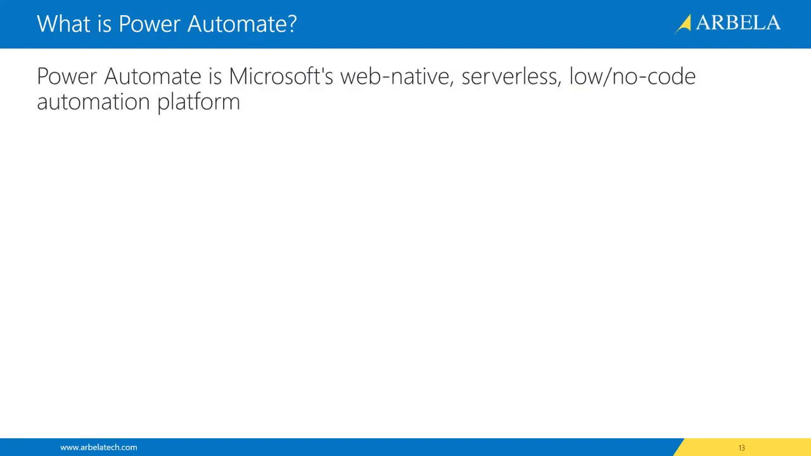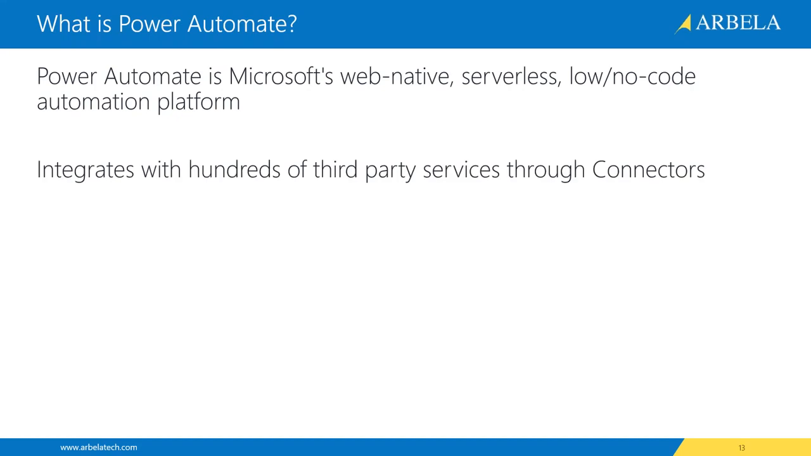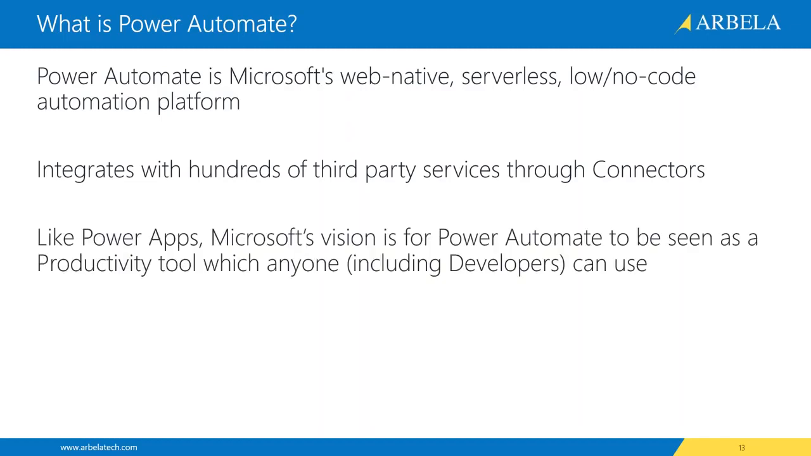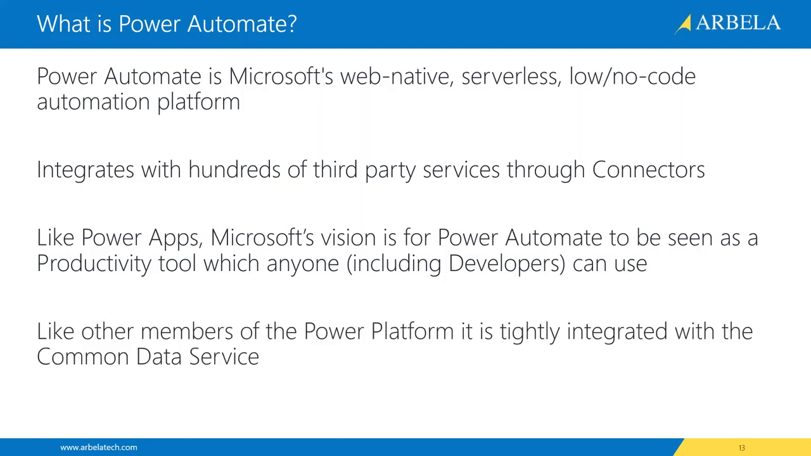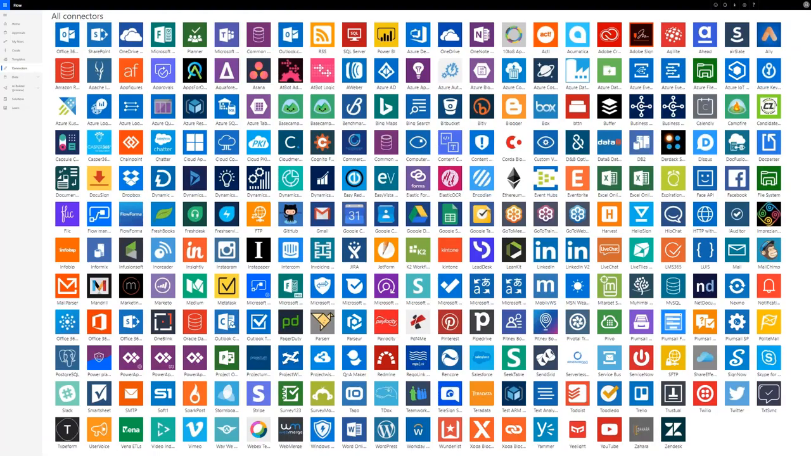What's that all about? Power Automate is Microsoft's web-native, serverless, low-no-code automation platform. It integrates with hundreds of third-party services through those data connectors that we talked about before. And like Power Apps, Microsoft's vision for Power Automate is to be seen as a productivity tool that anyone, including developers or just ordinary business people, can use. And like the other members of the platform, it's tightly integrated with the Common Data Service.